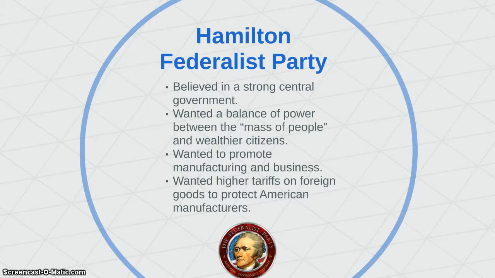And they were very much in favor of giving the federal government more power, and we'll see that later on through the Elastic Clause. They wanted to balance the power between the mass of the people and the wealthier citizens, and giving the wealthier citizens a big stake in this country financially through bonds. Okay, so a rich individual would take on a bond, which is basically they give money now to the government. The government can use that, and the government will pay them back over time with interest.